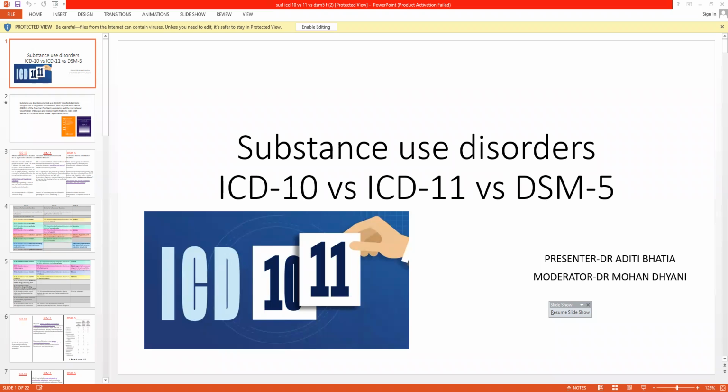While in ICD-11, the diagnoses are hierarchical and mutually exclusive, so only one can be diagnosed per substance group. That is, 6C40 will be single episode of harmful use of alcohol. 6C40.2 is alcohol dependence. 6C40.4 is alcohol withdrawal. Similarly, 6C41.2 is cannabis dependence. 6C41.4 is cannabis withdrawal. The categories seen in DSM-5 are alcohol-related disorders, that is, alcohol use disorder.